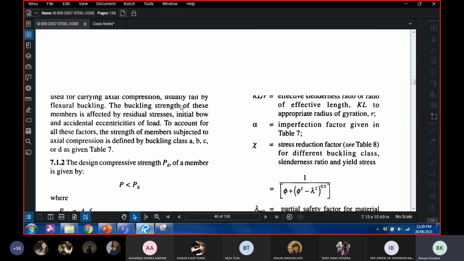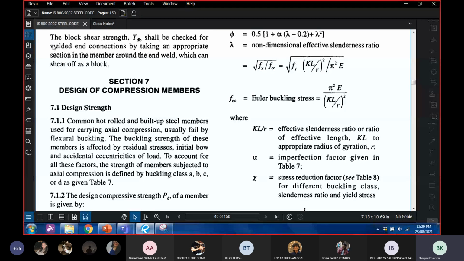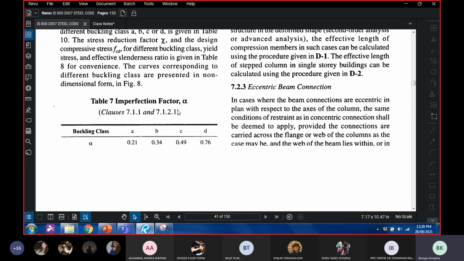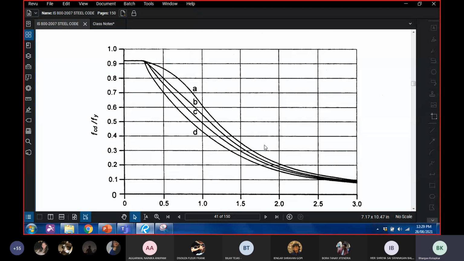Look at these codes. You refer to the index. It's section 7, design of compression members, that gives these curves. In the next lecture, we are going to look at the code. We are going to look at how we classify this and how we solve this puzzle of finding out the critical buckling load.